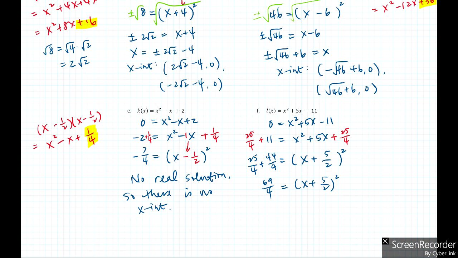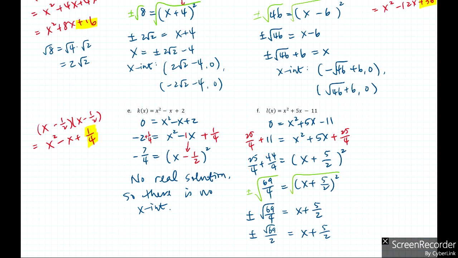And now we can go ahead and take the square root on both sides. We would get on the left-hand side plus or minus root 69/4. That's equal to x plus 5/2. We can simplify root 69 a little bit. 69 itself is equal to 3 times 23, so there's not much to simplify, but root 4 is equal to 2. So we get plus or minus root 69 over 2 equals x plus 5/2.